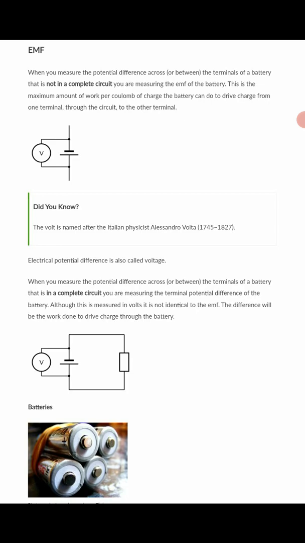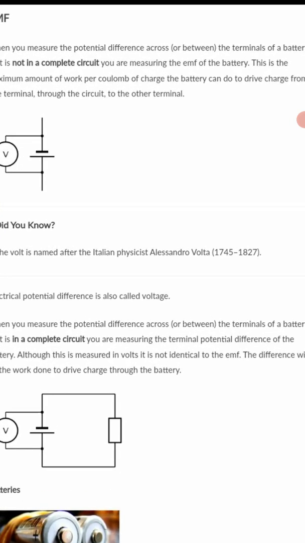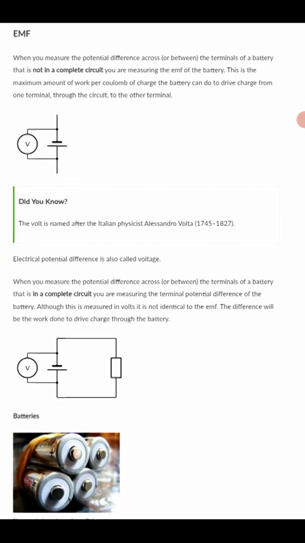So electromotive force is the potential difference between the terminals of a battery when it is not delivering any current to the circuit. This is the maximum amount of work per coulomb of charge the battery can do to drive charge from one terminal through the circuit to the other terminal. That's another definition you have there. The maximum amount of work per coulomb of charge a battery can do to drive charge from one terminal through the circuit to the other terminal.